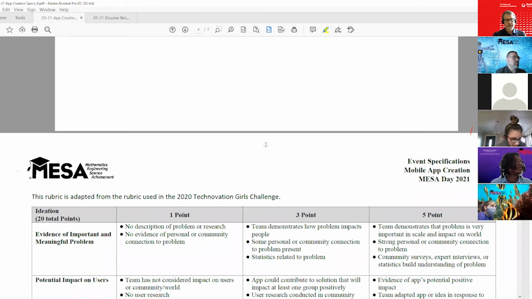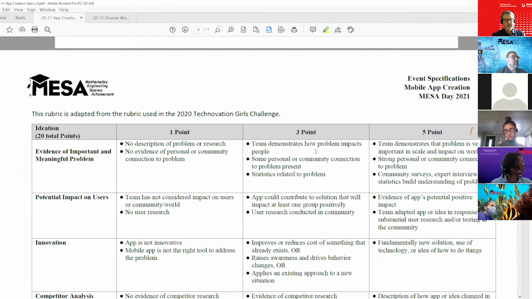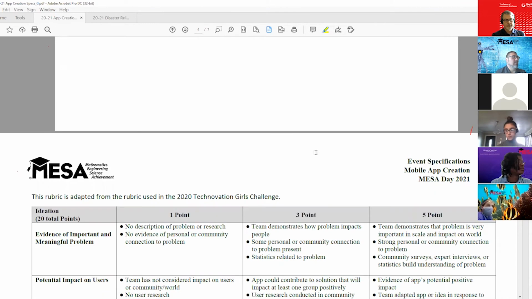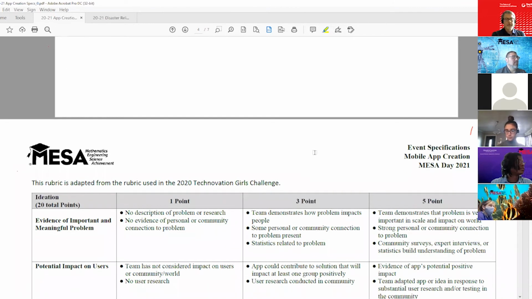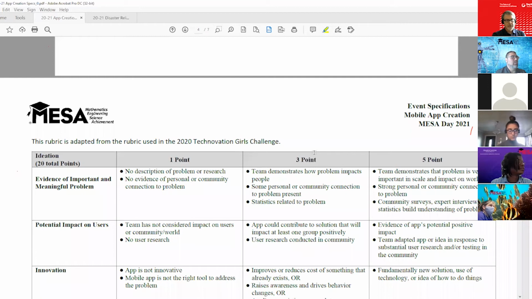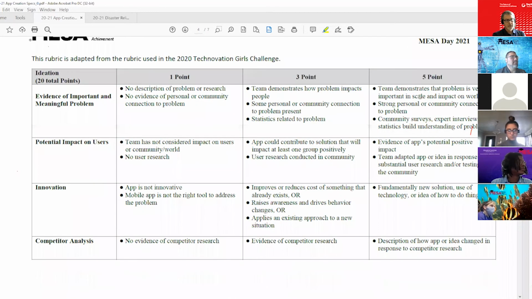So if you want to do well, look at the 5-point column here and aim for that, right? This is what you want to make sure you have. So in your pitch, in your design brief, in your business plan, you want to make sure that this information in the 5-point column is what people are coming away with when they read your stuff, right?